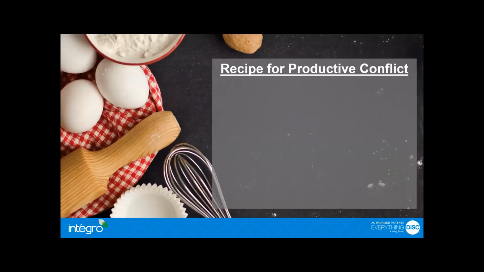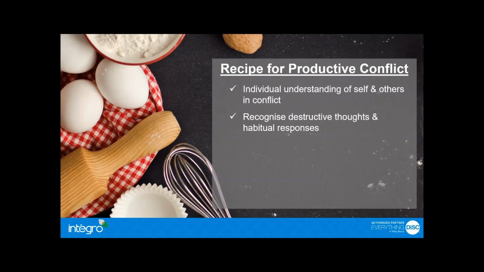All right, so the recipe for productive conflict is, first of all, each individual understanding themselves and others and how they react in conflict. It's recognizing destructive thoughts and habitual responses. So when conflict is negative or destructive, it's because something's happened and a person's habitual thoughts, the automatic thoughts that pop into their mind, result in the habitual reaction that we would call a destructive response. All right, and we all have those.